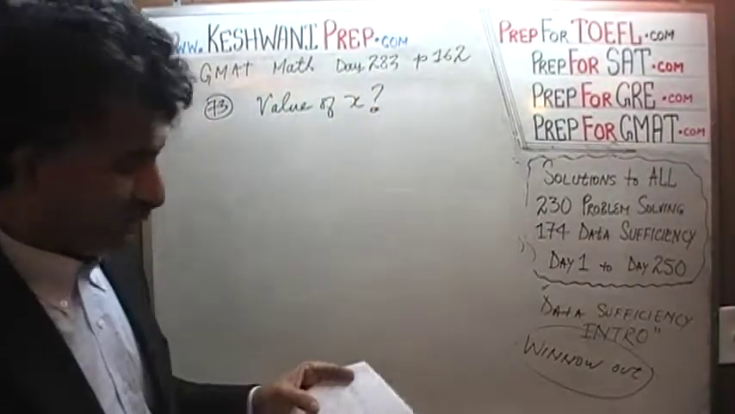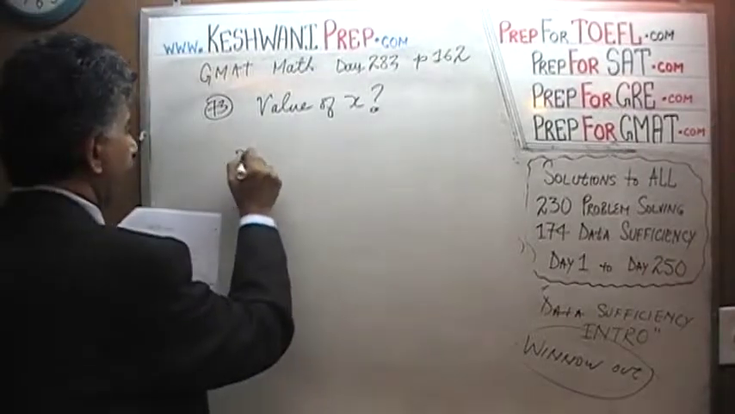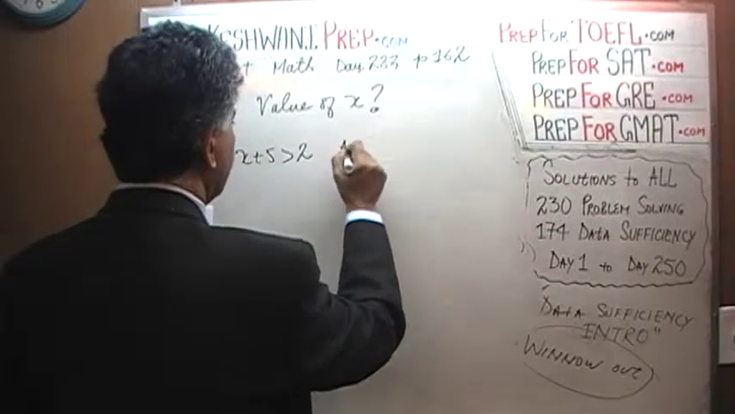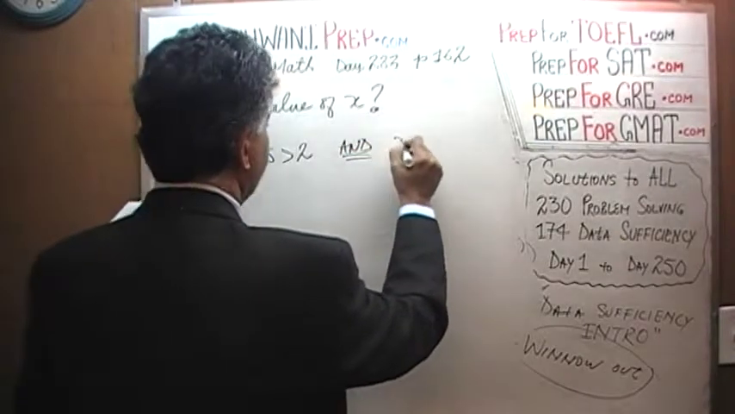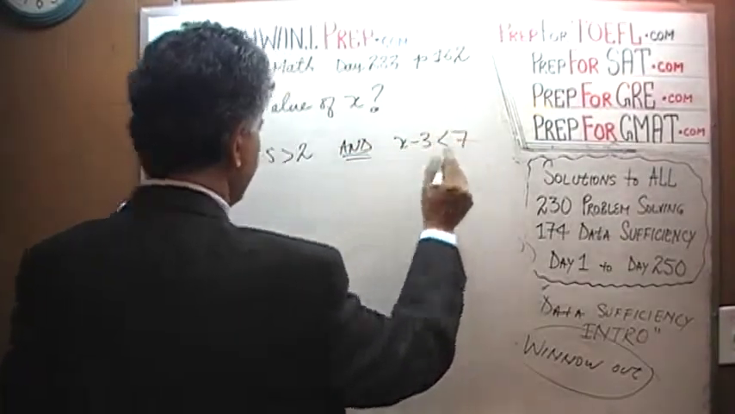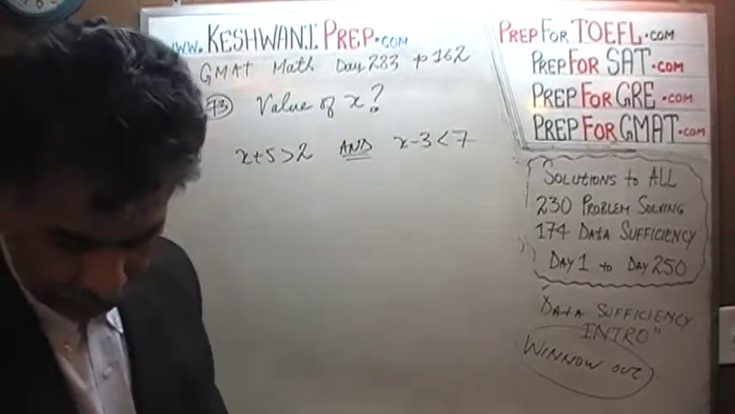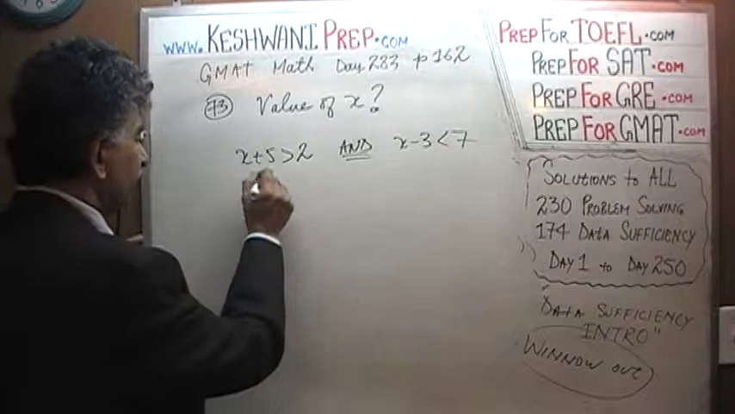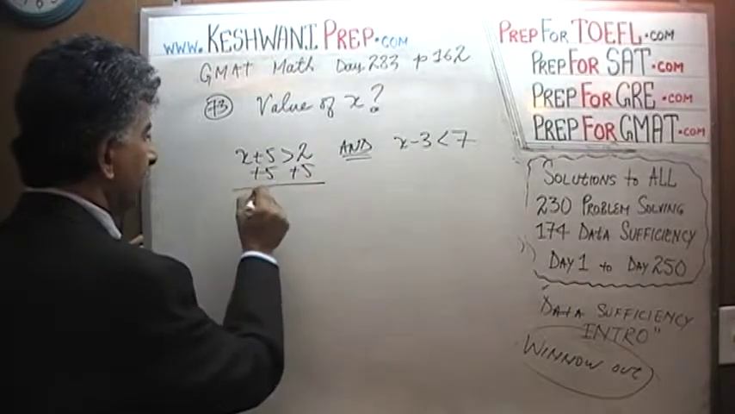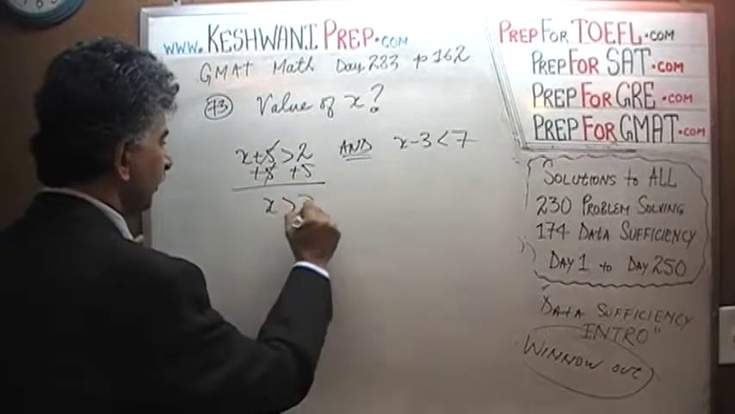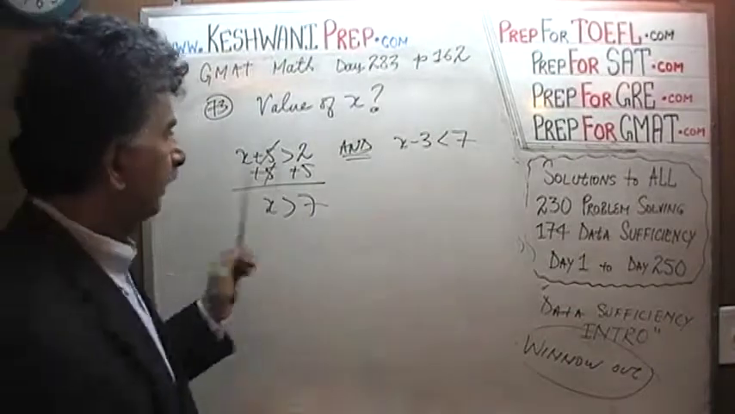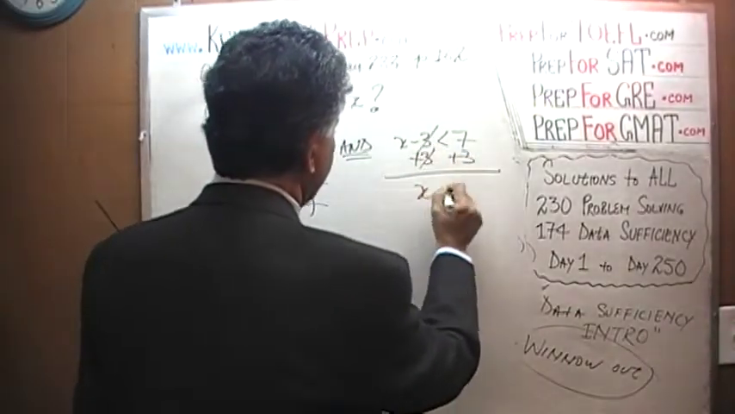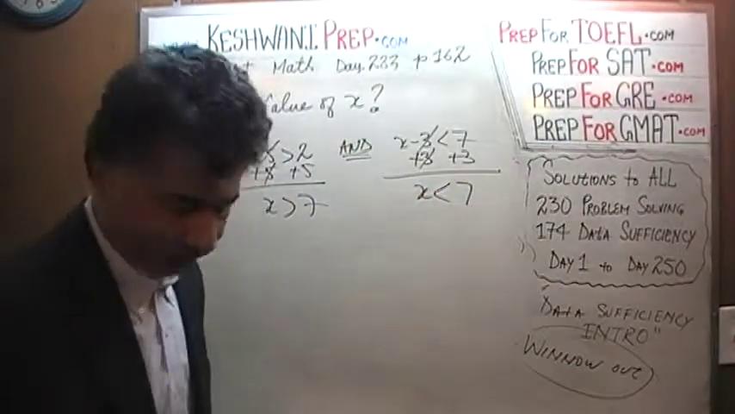We're looking for the value of x, and we are told that x plus 5 is more than 2 and x minus 3 is less than 7. Well, let's find out, shall we? If x plus 5 is more than 2, if we can add 5 to both sides, that tells us that x has to be more than 7. Here, let's add 3 to both sides, and that tells us that x has to be less than 10.